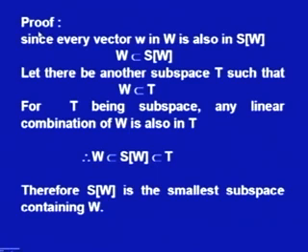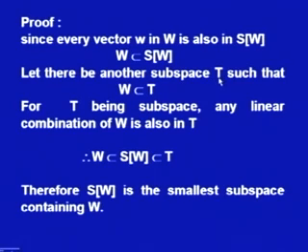Now, to prove this: every vector w in W is also in S(W), because S(W) is the set of linear combinations of vectors of W. So this w in W will also be in S(W), and that simply means that W is a subset of S(W).